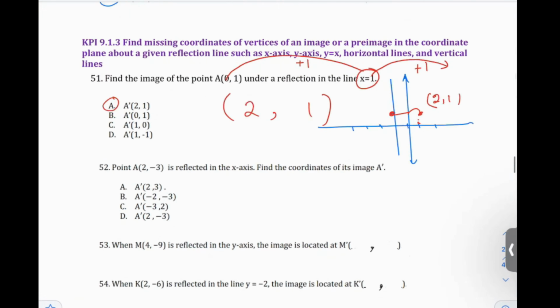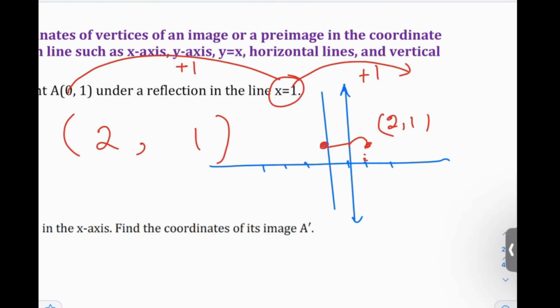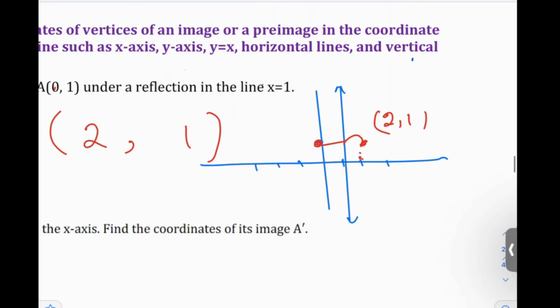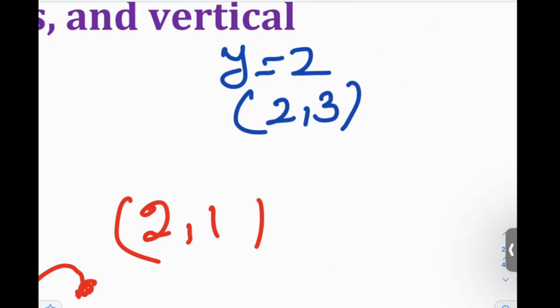Okay, let's try with y. Let's give an example with y equals 2, or whatever anything else. I will remove this just to have some space. If you have, for example, a reflection across y equals 2, of a point such as (2, 3), now what will change? Y will change.